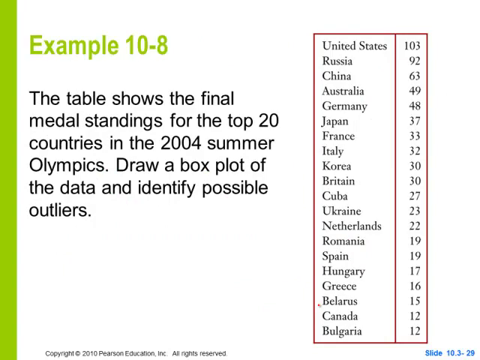So here's a data set. What does it stand for? In 2004 Summer Olympics, this is the top 20 countries in the medal stand. I'm assuming gold or maybe total medals. Probably total medals. So, yeah, definitely total medals. Okay, so total medals earned in the 2004 Summer Olympics. There's the data set. Those are the 20 countries. Forget about the countries, just focus on the data set.